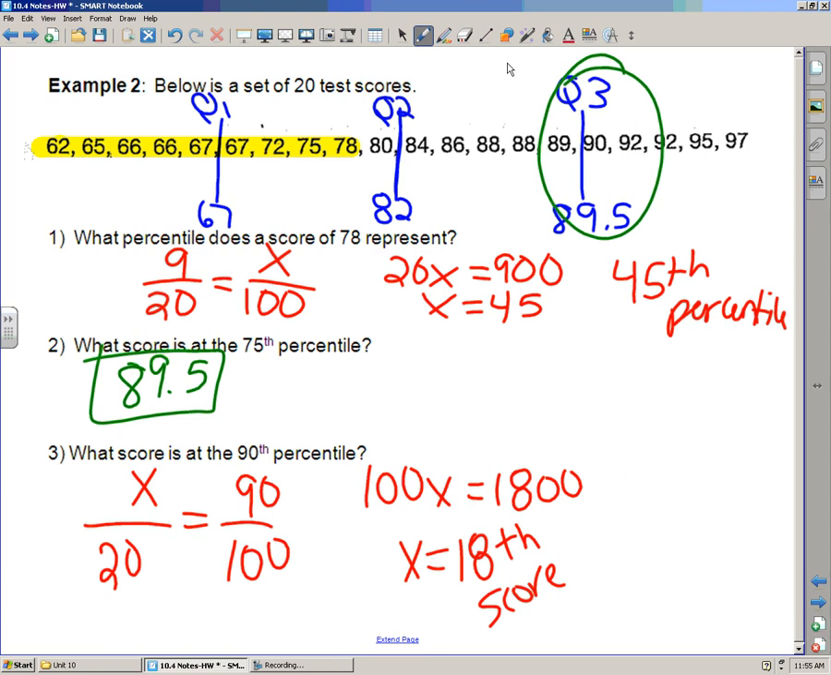I know that this is going to be 1, 2, 3, 4, 5, 6, 7, 8, 9, 10, 11, 12, 13, 14, 15, 16, 17, 18. 92 is the 18th score. Okay?